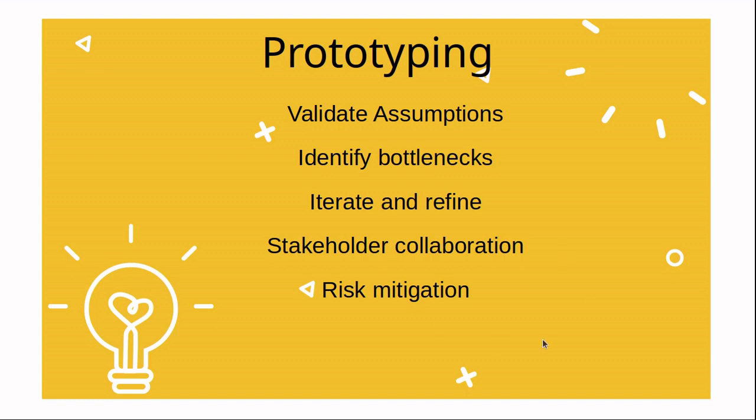Then fifth and very important point is risk mitigation. So building a prototype helps in mitigating risks that are associated with AI application development. It allows developers to identify and address potential issues, limitations, or other roadblocks early on, helping in reducing the chances of costly failures or delays in later stages of the project.